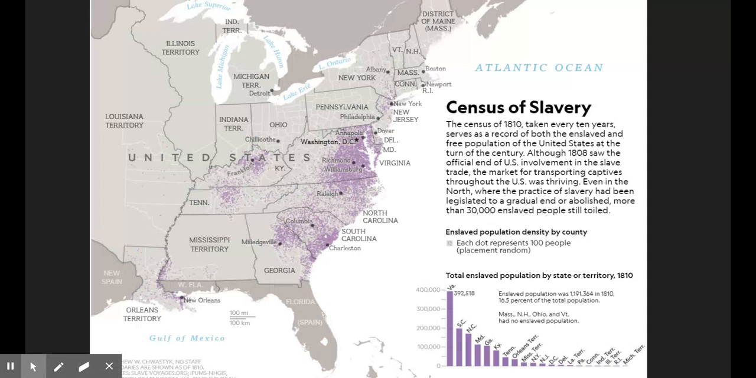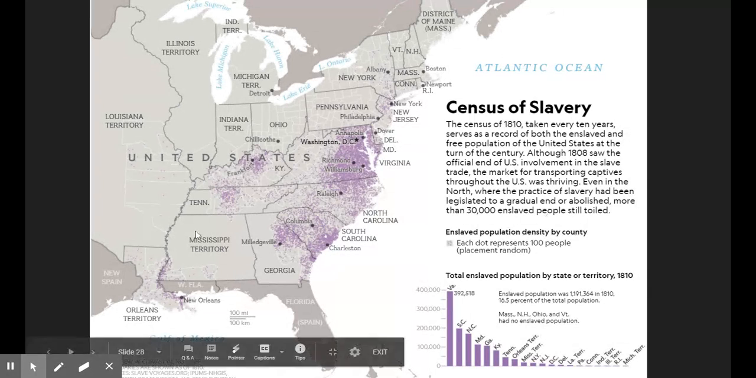Here we can see that spelled out. This is the census of 1810, so it's a little bit past our time period for this topic, but you can see the purple dots there. There's the concentration of enslaved Africans and how it expands into those new western states of Kentucky and Tennessee. You can see it coalescing here around the southern Mississippi and the Port of New Orleans as well.